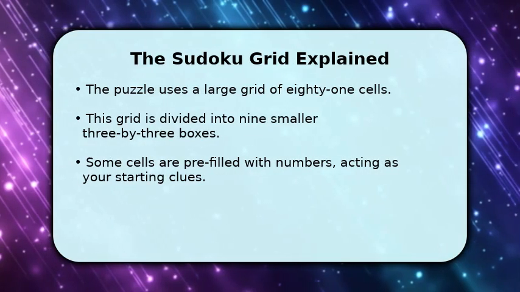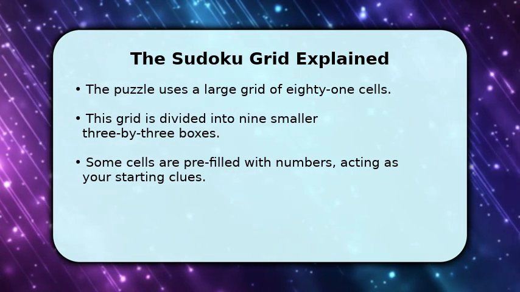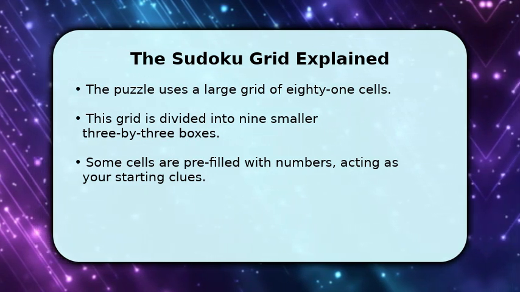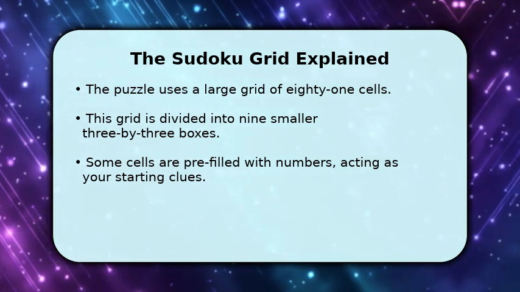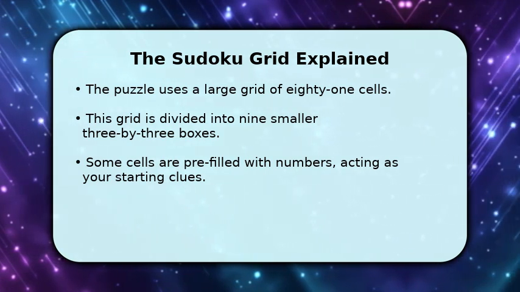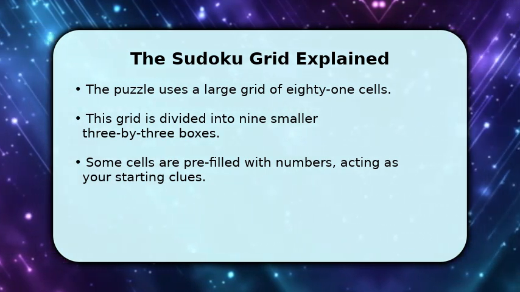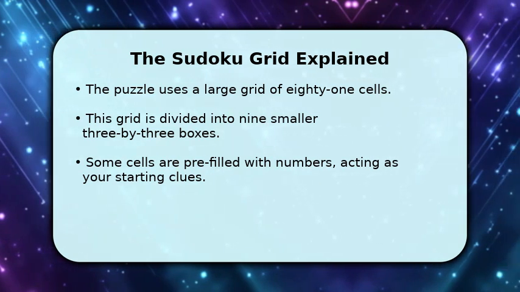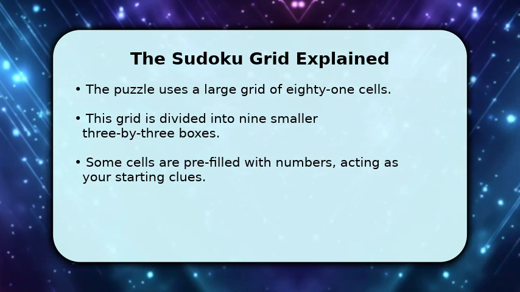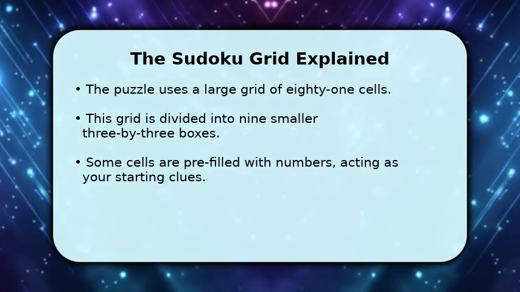Let's look at the grid structure. A standard Sudoku puzzle consists of a large 9x9 grid totaling 81 individual cells. This larger grid is further subdivided into 9 smaller 3x3 boxes. At the start of each game, several cells will already contain numbers. These pre-filled numbers are your crucial starting points and cannot be changed throughout the puzzle.